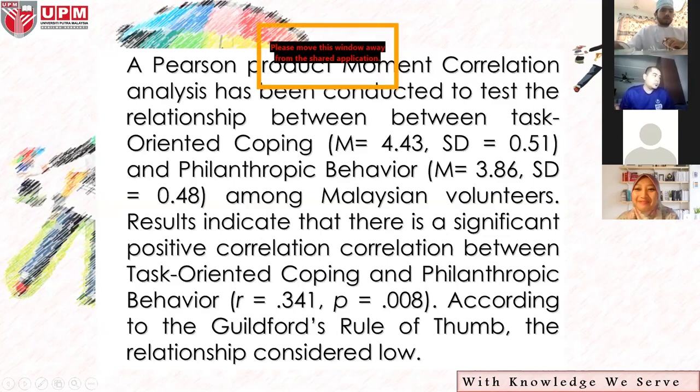And then according to the Guilford rule of thumb, or you can also use the Cohen rule of thumb, the relationship is considered low. If based on Cohen rule of thumb, the relationship is considered weak. Low, weak, moderate, moderate.